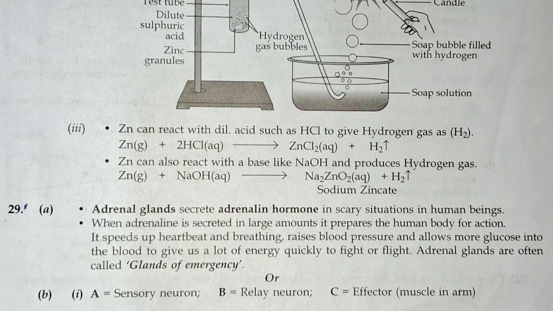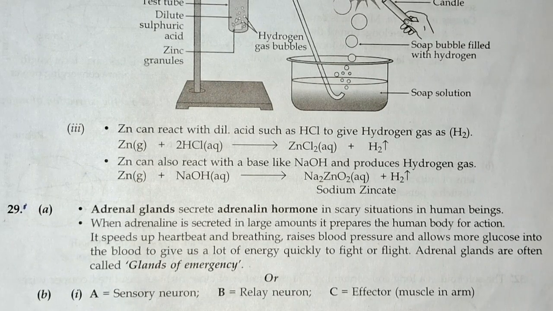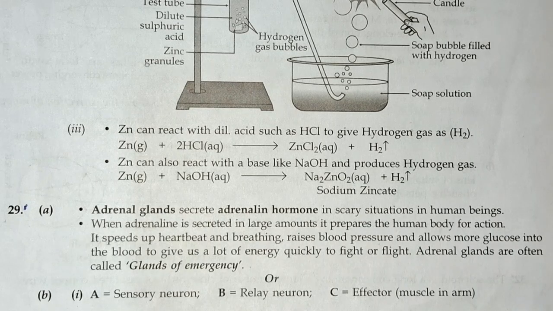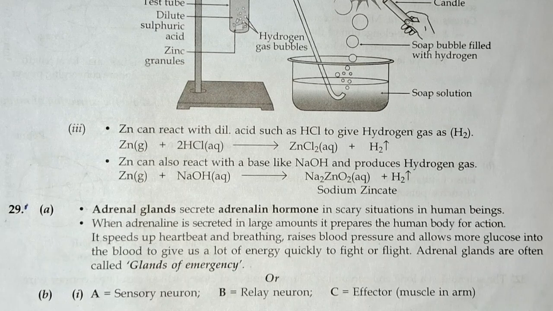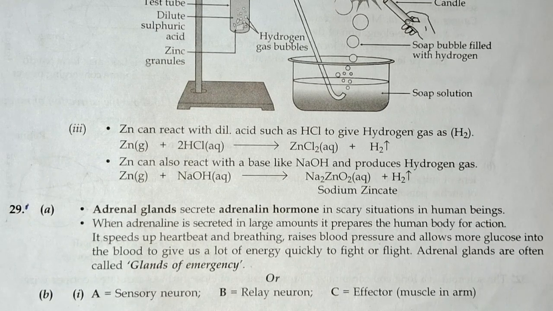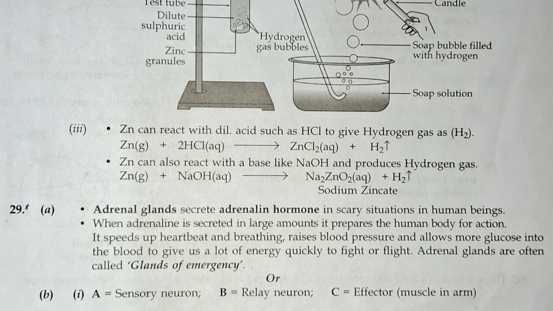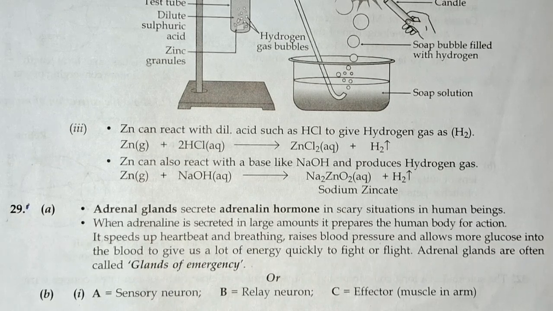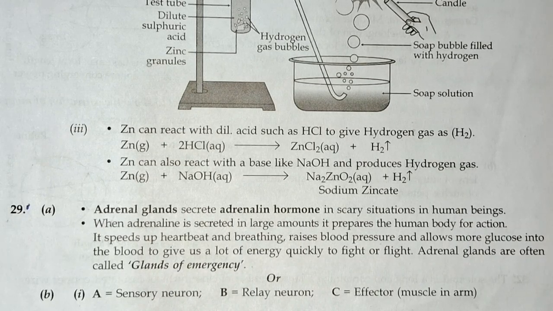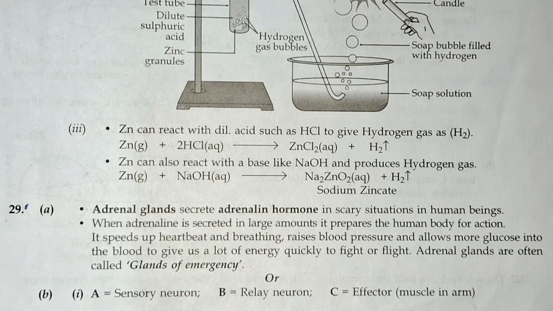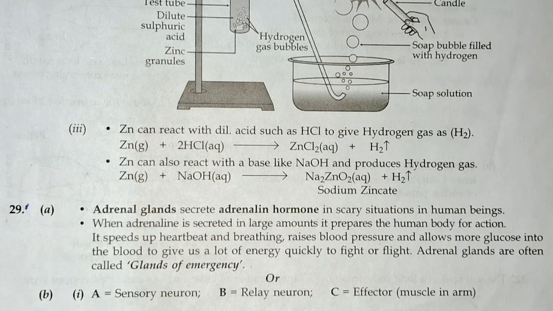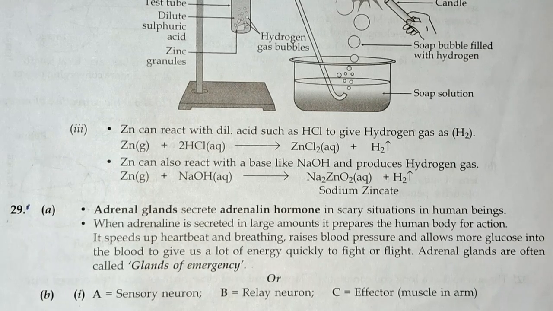Question number 29, part A. Adrenal glands secrete adrenaline hormone in scary situations in human beings. When adrenaline is secreted in large amounts, it prepares the human body for action. It speeds up heartbeat and breathing, raises blood pressure, and allows more glucose into the blood to give us a lot of energy quickly to fight or flight. Adrenal glands are often called the glands of emergency.